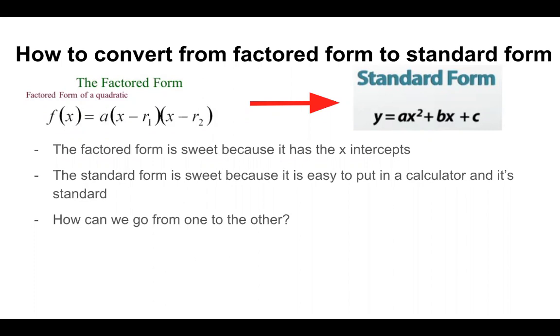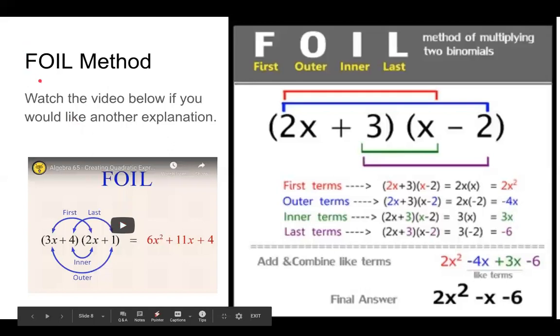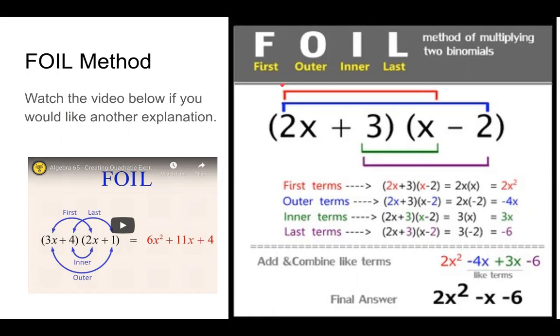So the first form that we're going to talk about is the FOIL method. FOIL, you can see it's all caps, actually stands for something. And in this poster to the right, you can see it's first, outer, inner, last. This is the method of multiplying two binomials. That's where you have 2x plus 3, which would be a line, and you also have x minus 2, which would be another line. So in order to get a parabola, we multiply these two lines together, and that gives us that curved parabola.